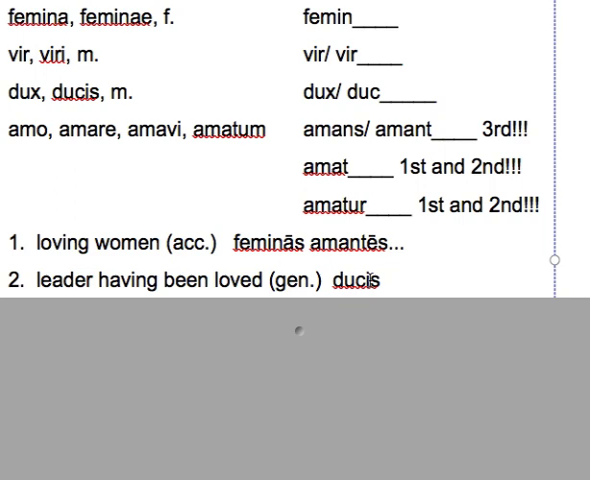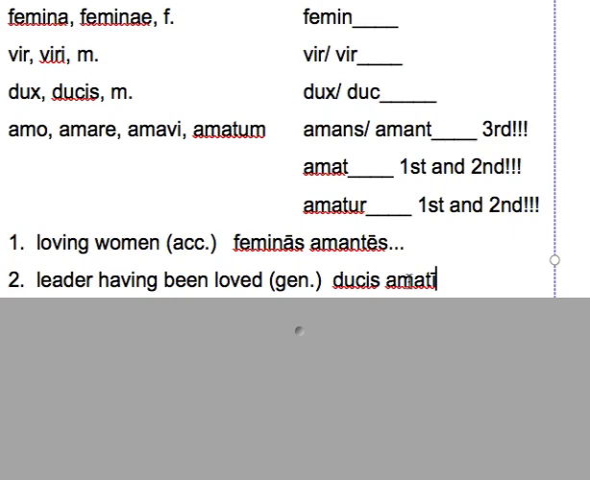So we start with the base, amat. Now a leader is masculine, so we want to choose second declension endings instead of first, because first is used for feminine, second is used for masculine. So I'm thinking of my second declension chart, second declension masculine, and I'm finding the genitive singular. That would be amati. So ducis amati, of the leader having been loved.